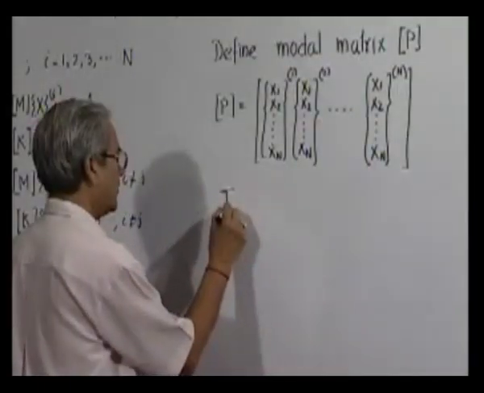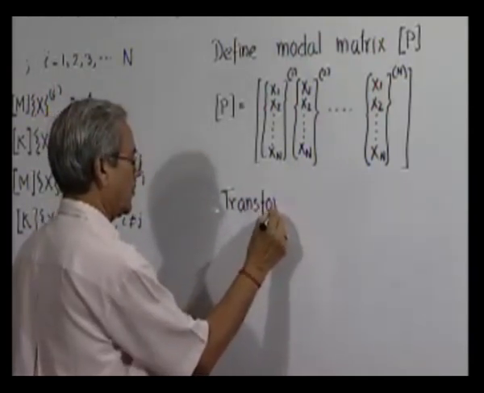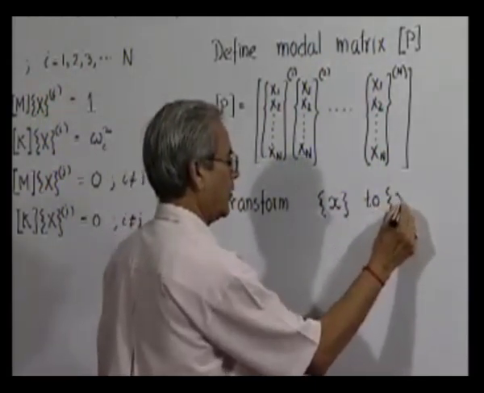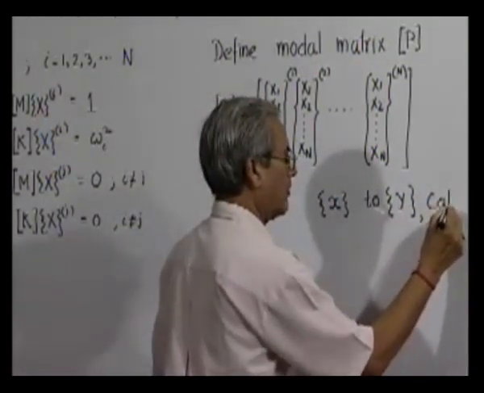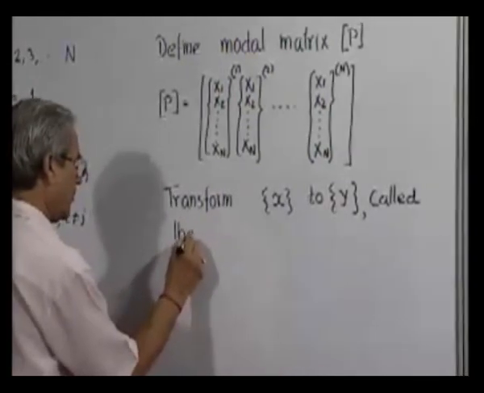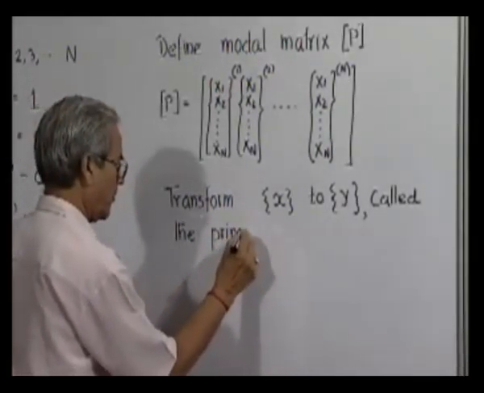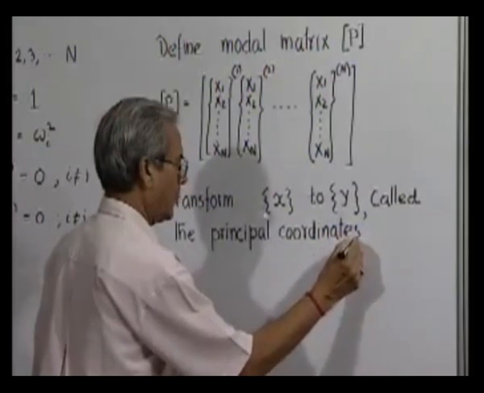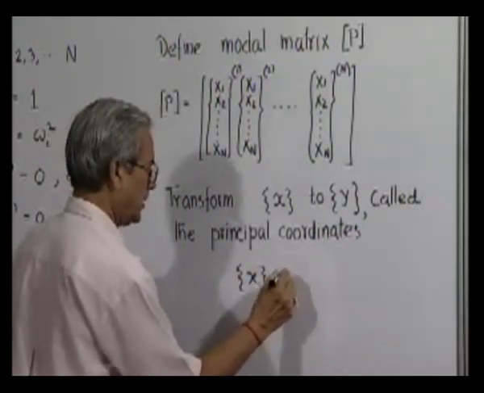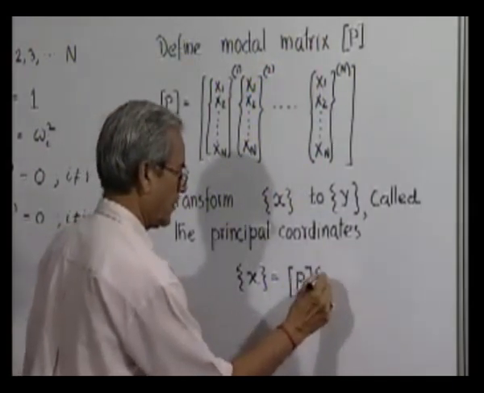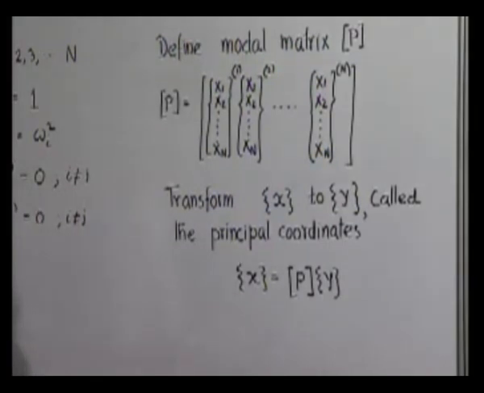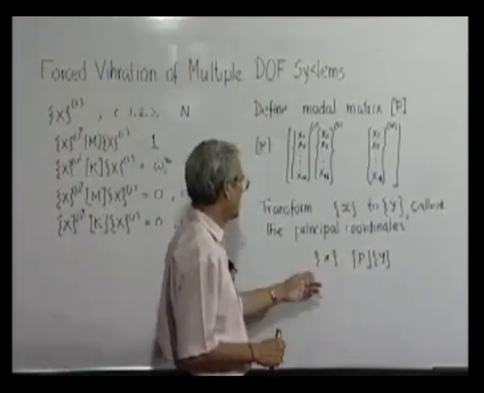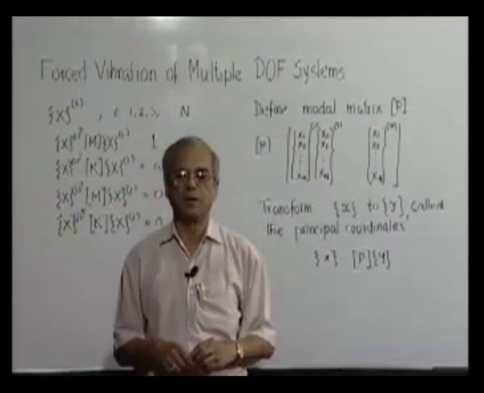Next, transform x. This is how we transform x: we get another set of coordinates in place of x through this transformation rule, and this y is generally called the principal coordinates.